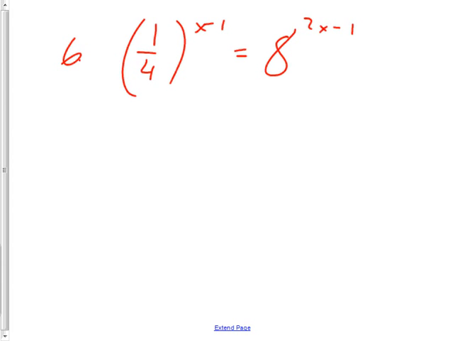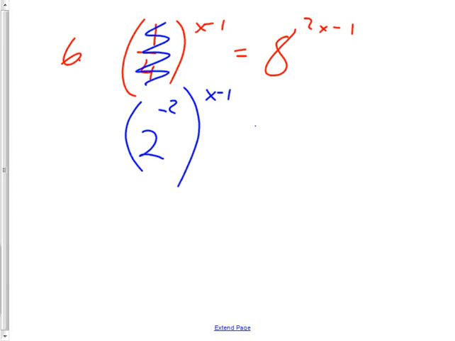We did ones just like this before in class. 1/4 to the x minus 1 is equal to 8 to the 2x minus 1. So we need a common base. What are you thinking, 2 or 4? 2, because you can't make a 4 turn into an 8 really easy. But you can make a 2. So I'm going to take this out and make 2 to the, it needs to be a fraction, so it needs to be negative. 2 to the negative 2, very good.